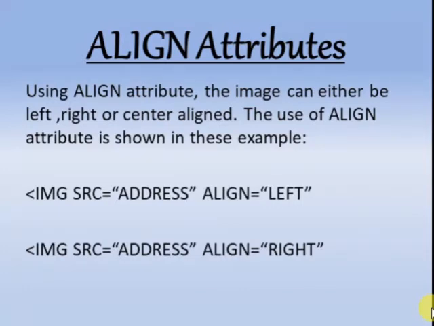img src is equal to address, align is equal to left. It means the picture will be aligned towards left side. And then img src is equal to address and then align is equal to right. It means the picture will be aligned towards right side.